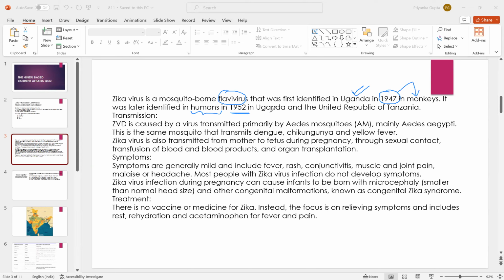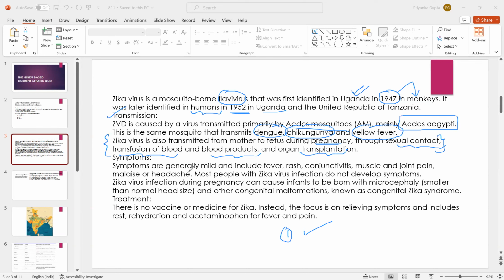It was later identified in humans in Uganda and the United Republic of Tanzania. So how is it transmitted? It is caused by a virus transmitted primarily by the Aedes mosquito, mainly the Aedes aegypti mosquito. This is the same mosquito that transmits dengue, chikungunya and yellow fever, which means our statement 1 is correct. Zika virus is also transmitted from mother to fetus during pregnancy, through sexual contact, transfusion of blood and blood products, and organ transplantation. So these are the other methods via which Zika can get transmitted.